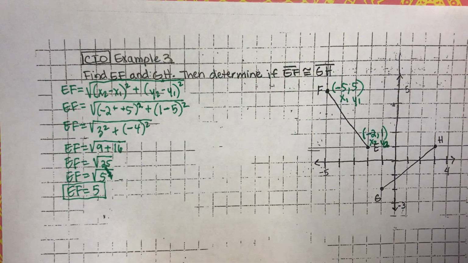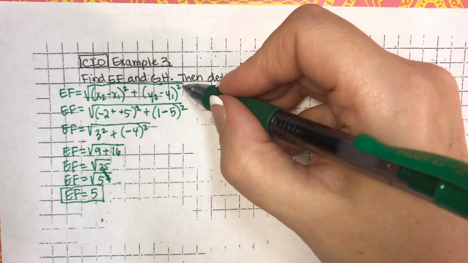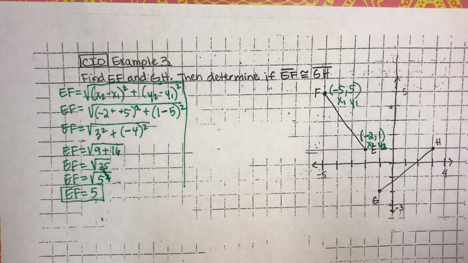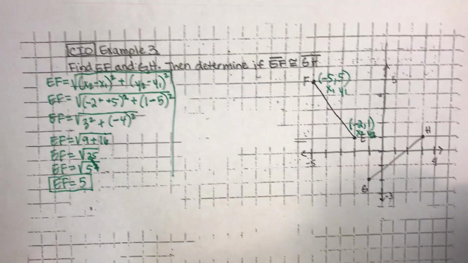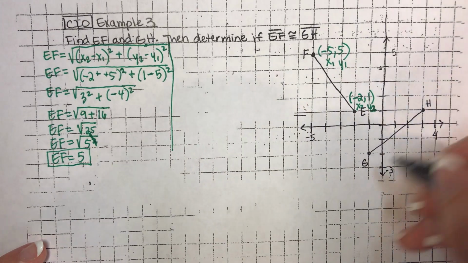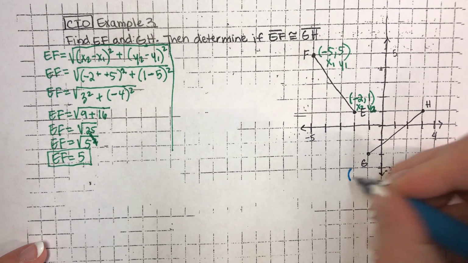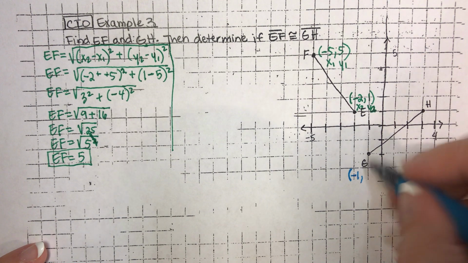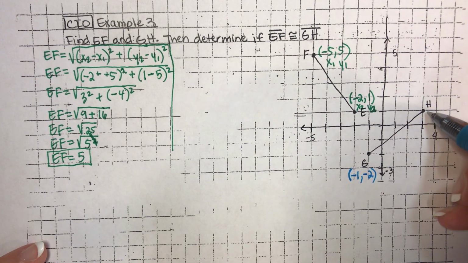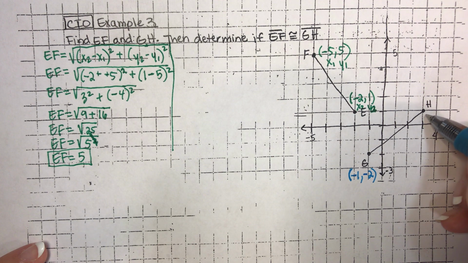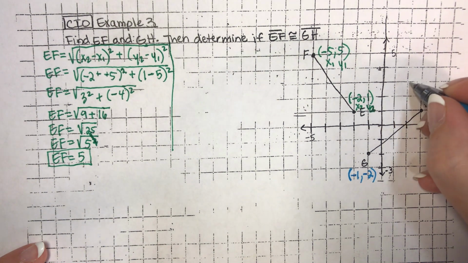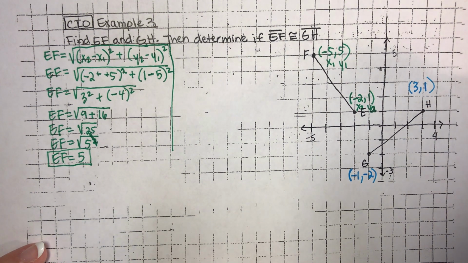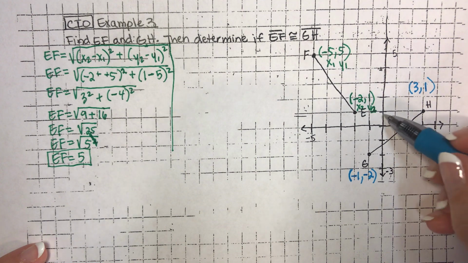All right, cool. Let's go on to the next one. Get a different color. All right, so the first thing we have to do is go ahead and label these vertices. So G has an X value of negative 1 and a Y value of negative 2. And then H up here, the X value would be 3, and the Y value is just 1.